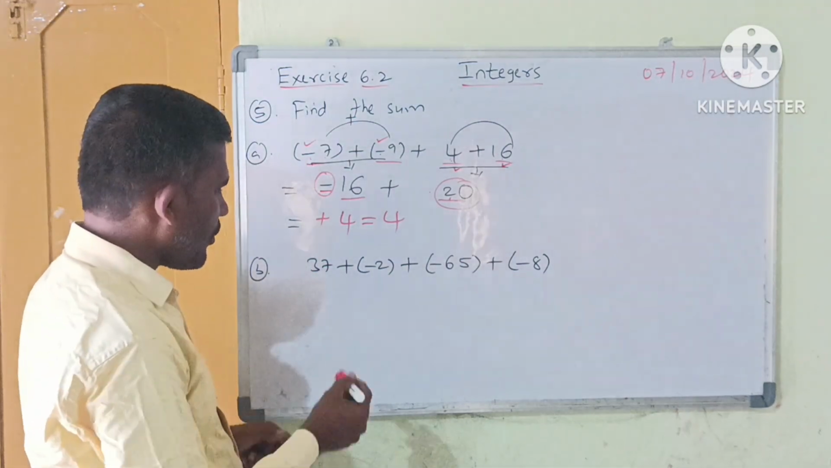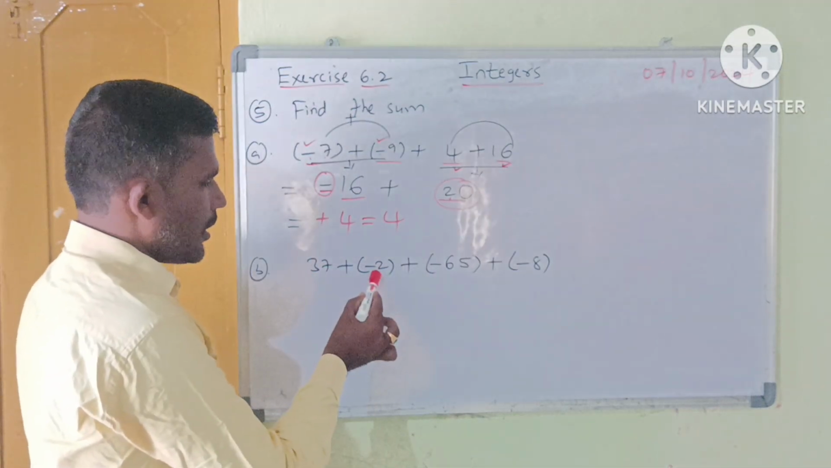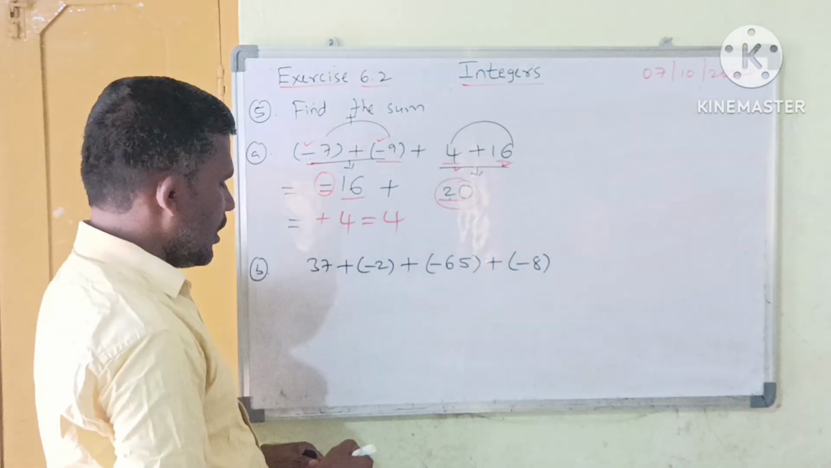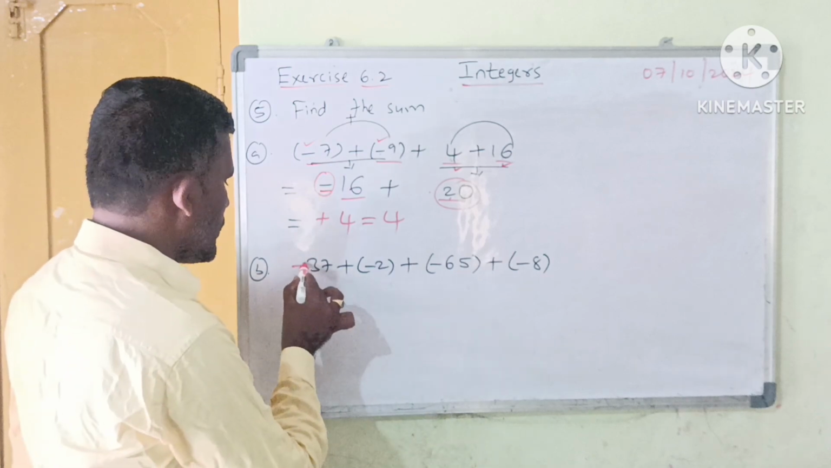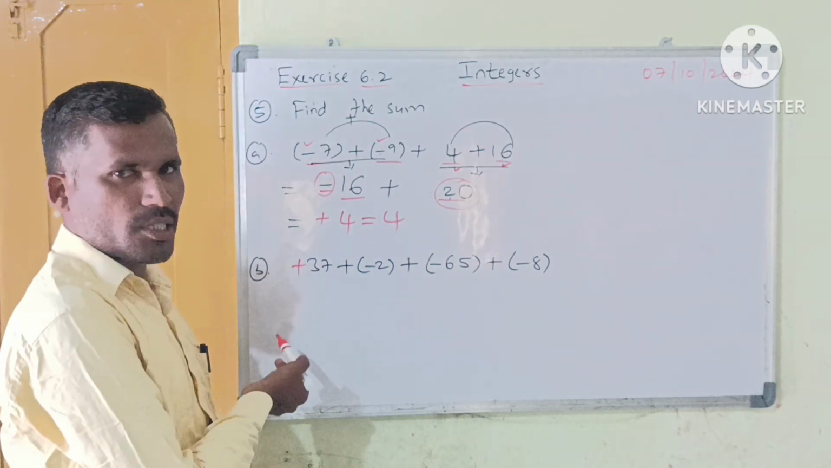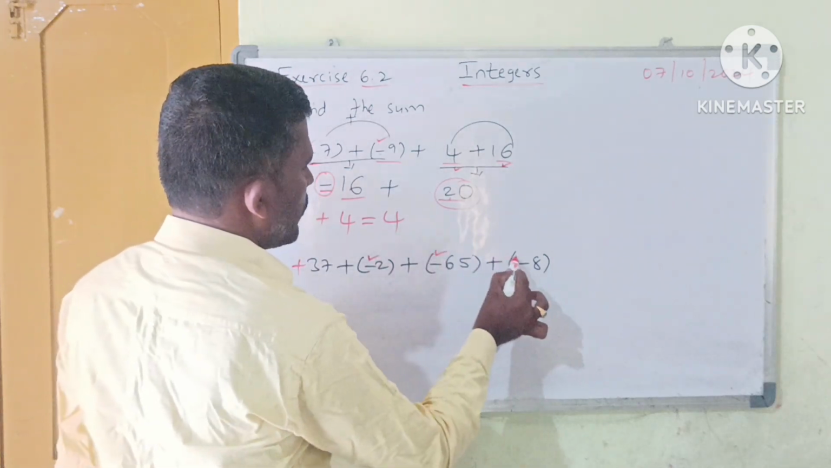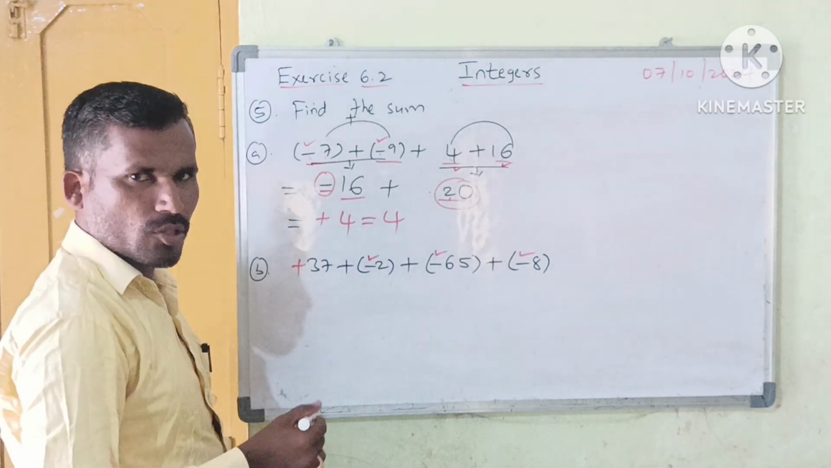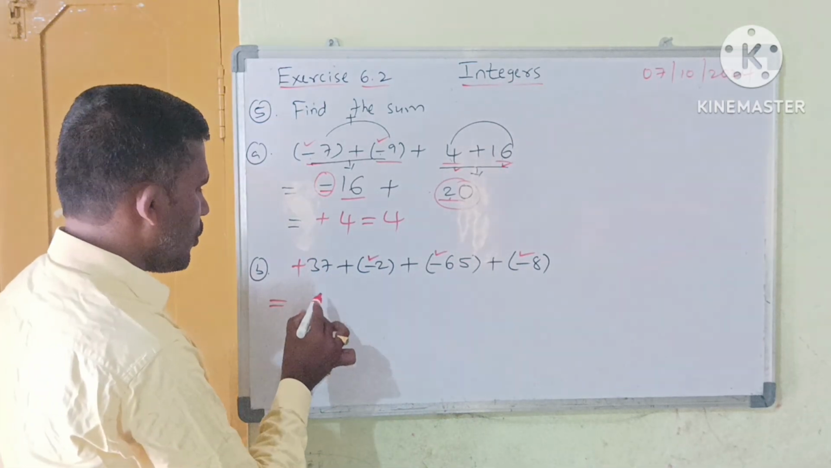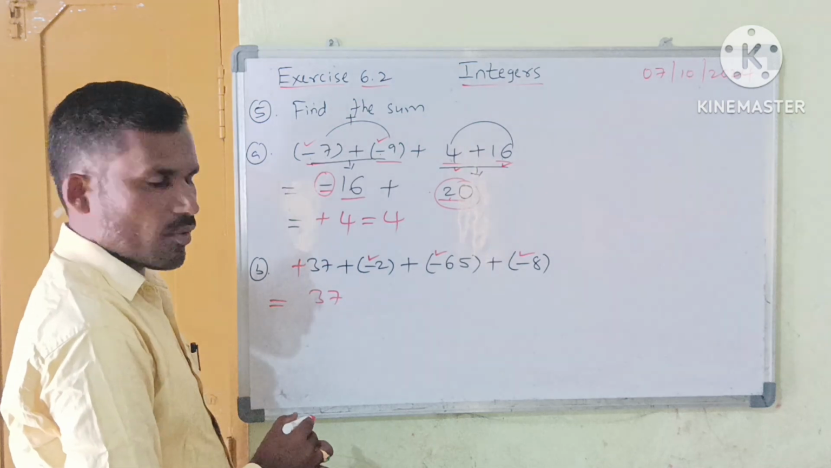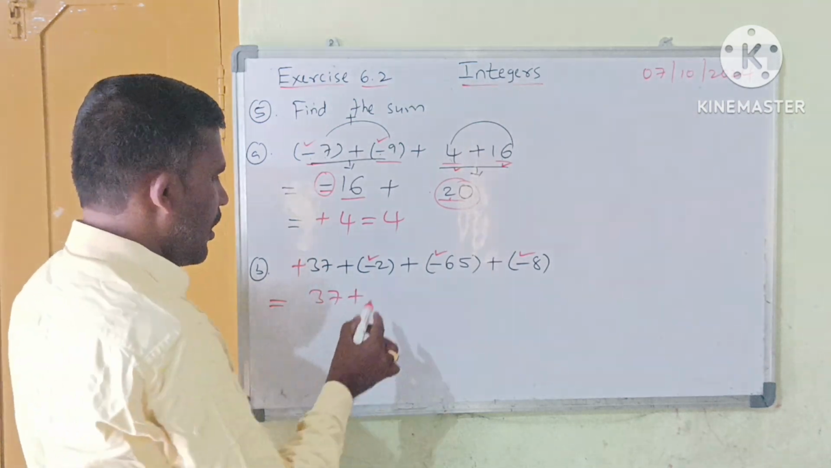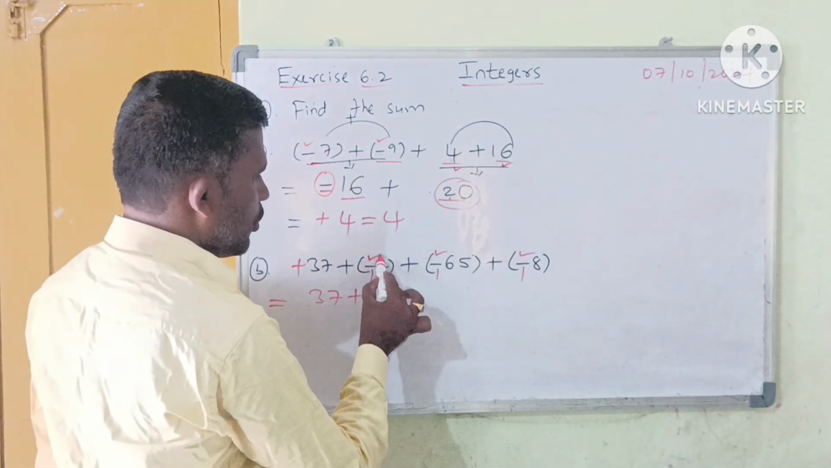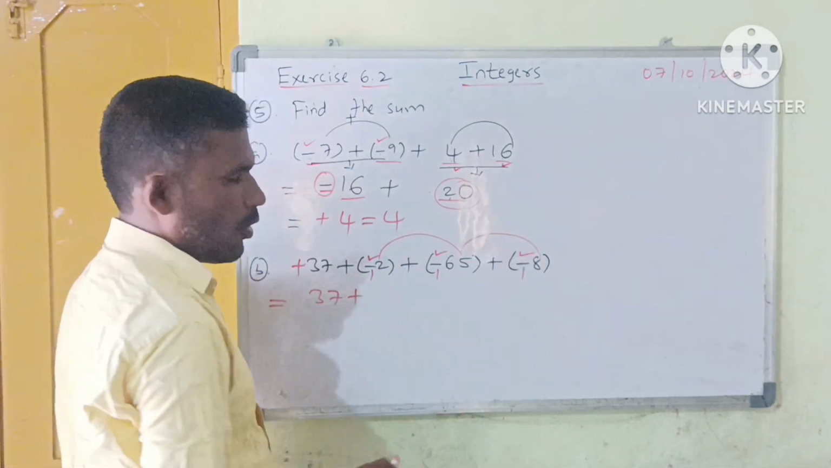Next, last. 37 plus minus 2 plus minus 65 plus minus 8. In this, we are given one positive, 37 is plus 37 only. Here negative, here negative, here negative. So when you have these 3 negatives, first we have to add them. This is one of the methods. So 37 I am taking as it is, plus. Here leaving the signs aside, we have 2, 65, 8.